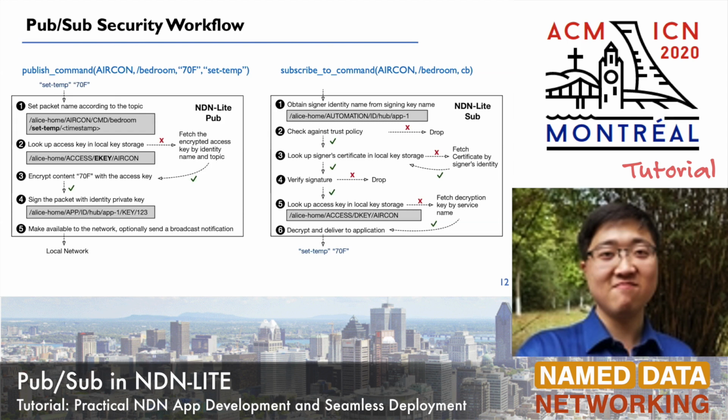the PubSub module will look up the decryption key of this home service in local key storage and decrypt the content payload out, say 70 degrees here, and deliver the command ID, set the temperature, and the decrypted content payload, 70 degrees, to the application. So the application, the subscriber side, can know that, okay, someone just published a command telling me to set the temperature to 70 degrees.